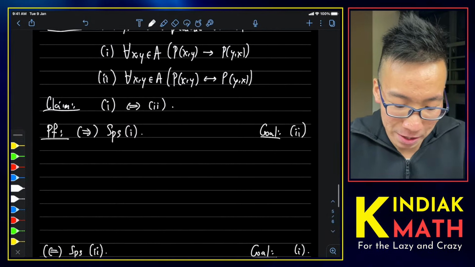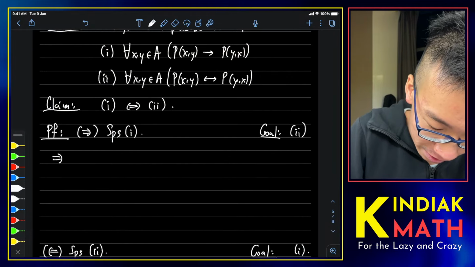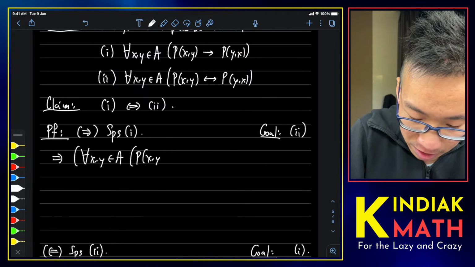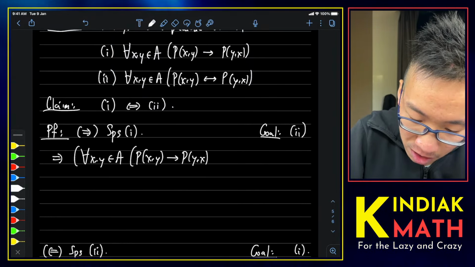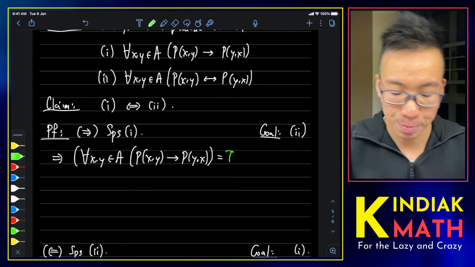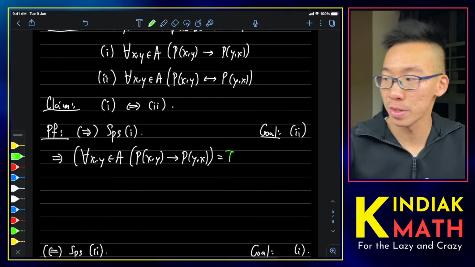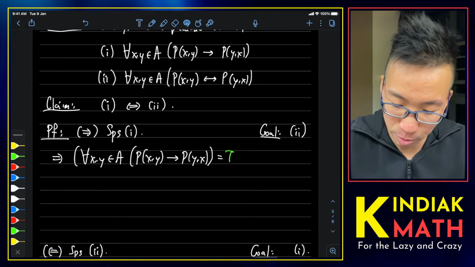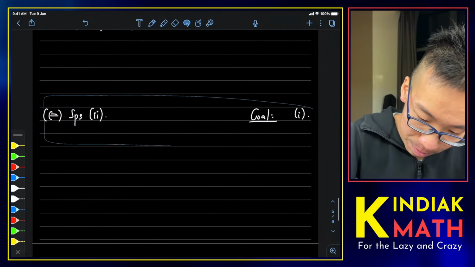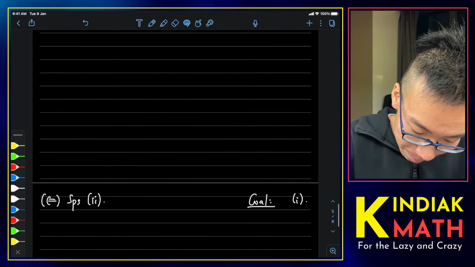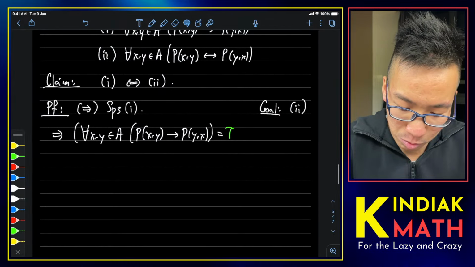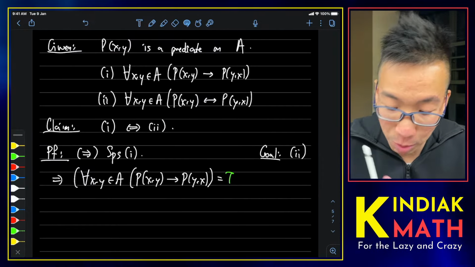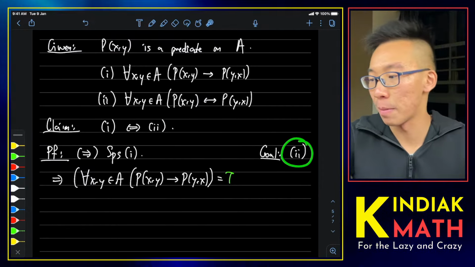Now, to suppose 1, it means I can suppose that this statement, for any x, y in A, we get this implication. This whole thing is true, right? That's what it means to suppose 1. We suppose that this implication is true. We'll come back to this supposition in just a moment. Okay, but let me add some space because we might need some space for later. So we need to suppose this is true. And what's the goal? The goal is to prove 2.